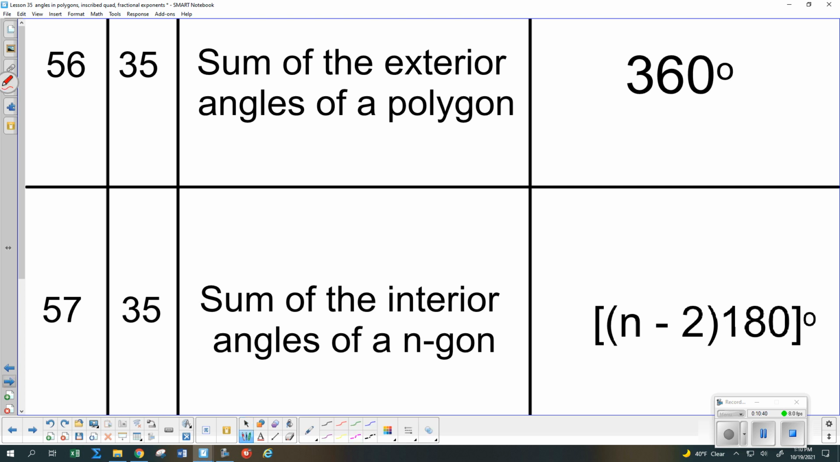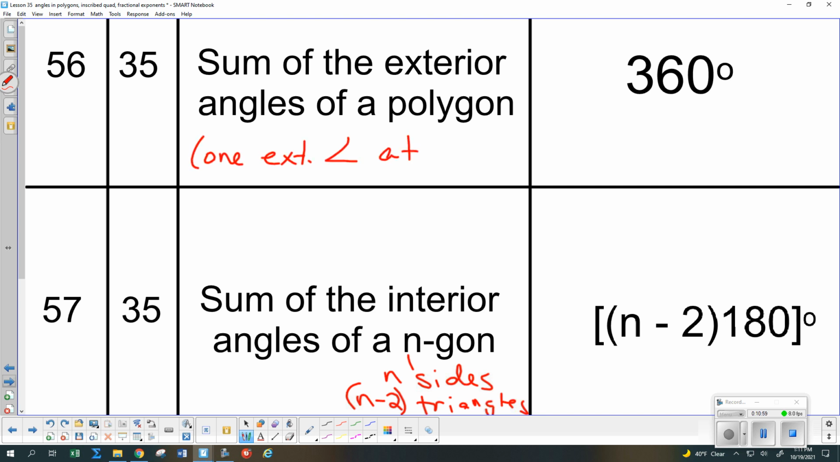So this means an n-gon means we have n sides. So n minus 2 triangles. So n minus 2 times 180 degrees. The first formula was if we take one exterior angle at each vertex and add all of those up, we get 360 degrees.